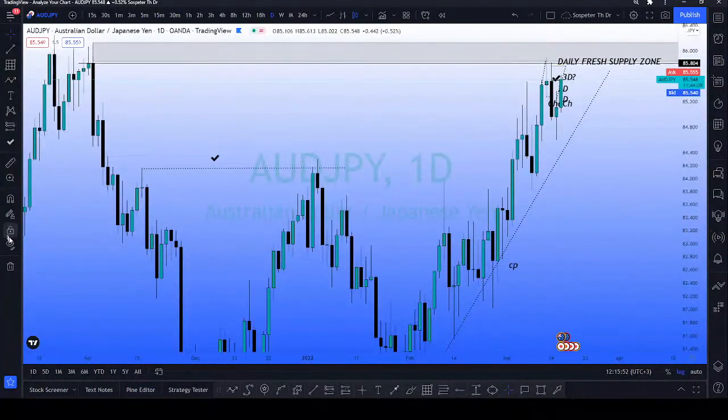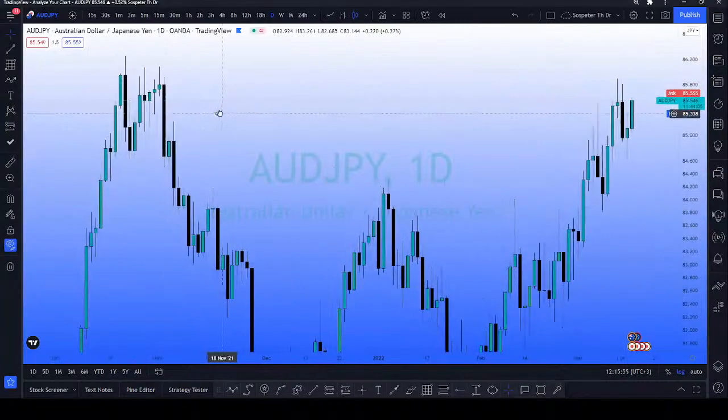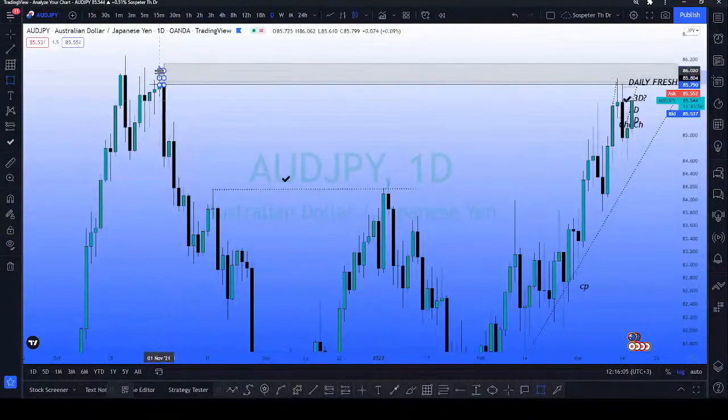Let me hide these. So as you can see, the price has already touched our daily flash supply. So this is a flash supply. I hope everyone is seeing that. Why is it a valid one? As you can see, it has caused a lot of imbalance. So it's a valid zone. We can see some equal highs being grabbed or some fake outs being grabbed. As you can see, the breakout out of that fake out zone was clean.